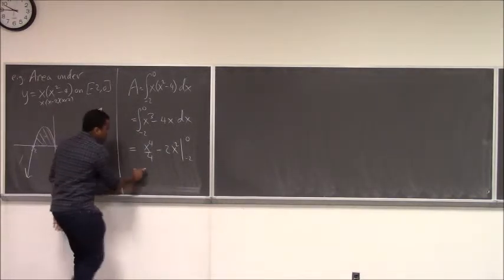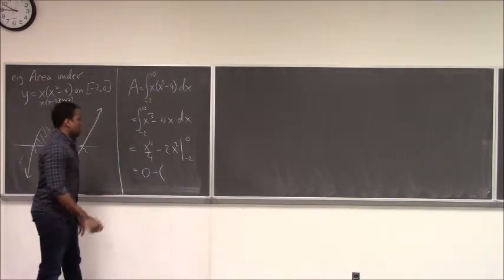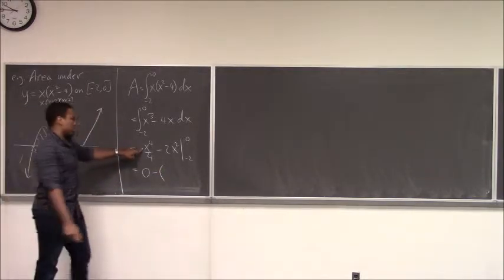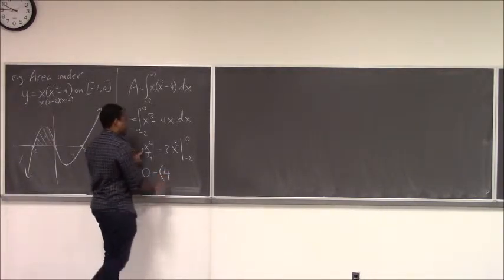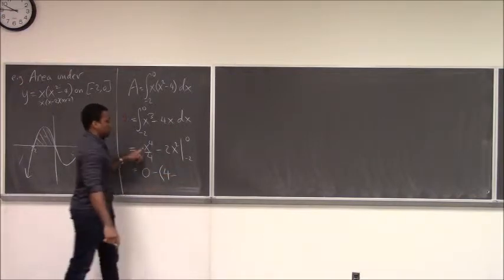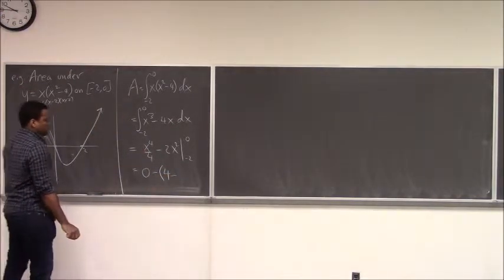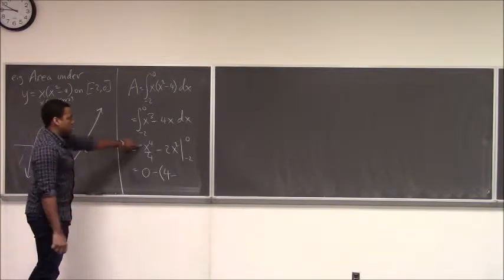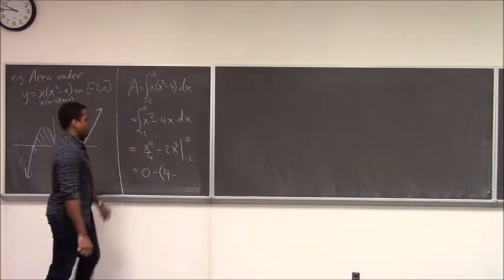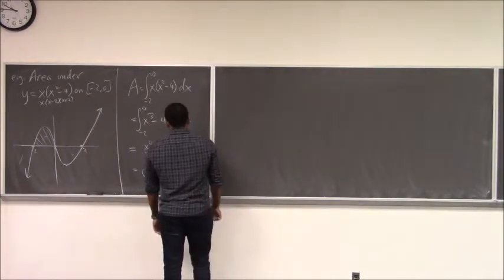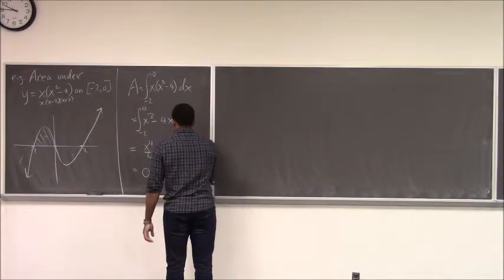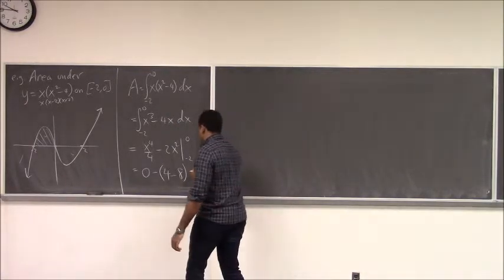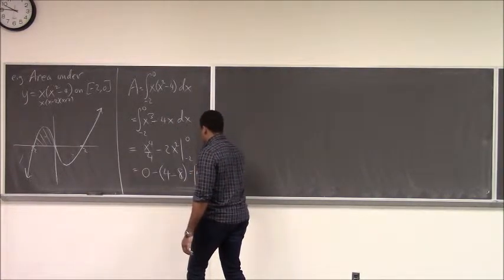Of course, if I plug in 0, it's 0 minus, if I plug in -2, to the 4th is 16, divided by 4 is 4, minus, if I look at 2 to the 4th is 16 over 4, yes. And here, I would get 8. And so that gives me positive 4. The area there is 4.